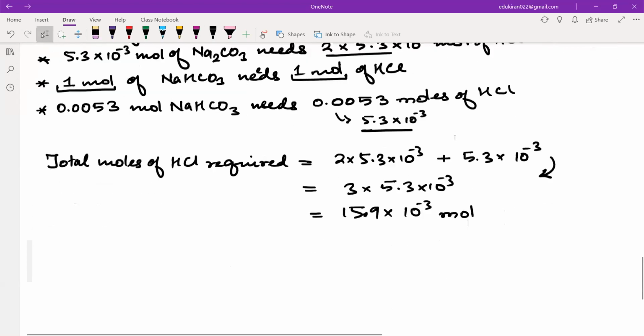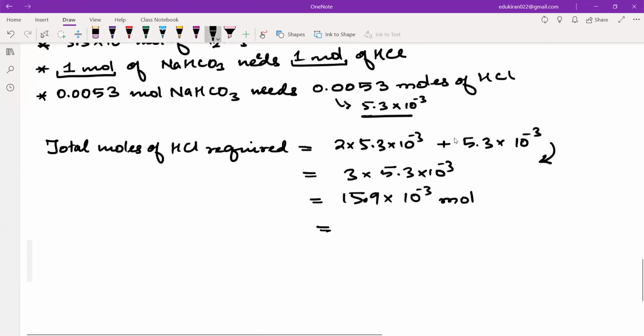Right? Or you can write this as 0.0159 moles of HCl is required. Correct? Any doubt till here? Don't write anything. Yes or no, guys? Okay. Everyone clear? Yes. Alida, Casey, Hamza, Hiba. Yes, sir. Okay. Fine.